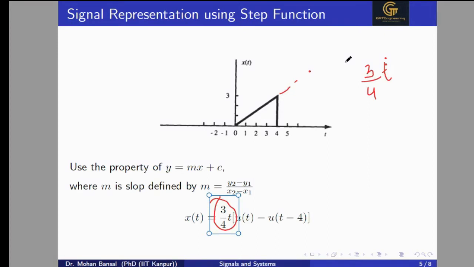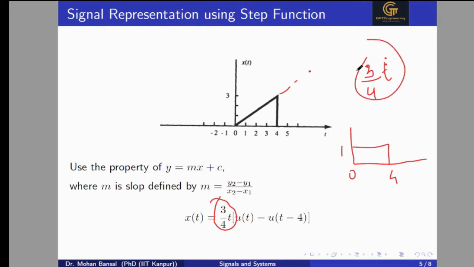For that, we need to use some window. Let us consider we have one step signal which lies between 0 to 4, whose amplitude is 1. Now if we multiply 3 divided by 4 t, that is going till infinity with a slope 3 divided by 4, with this step signal, we'll get the signal in this window.